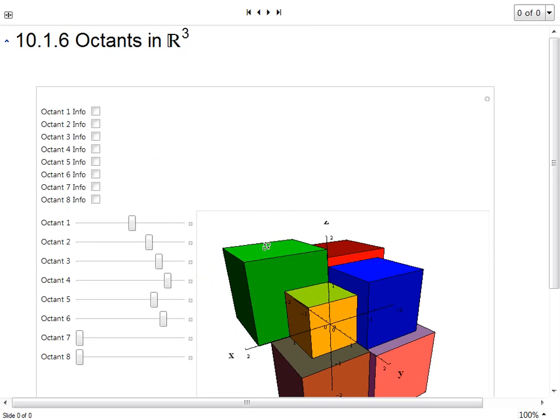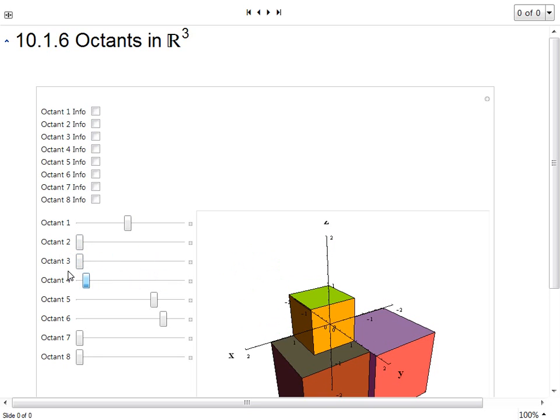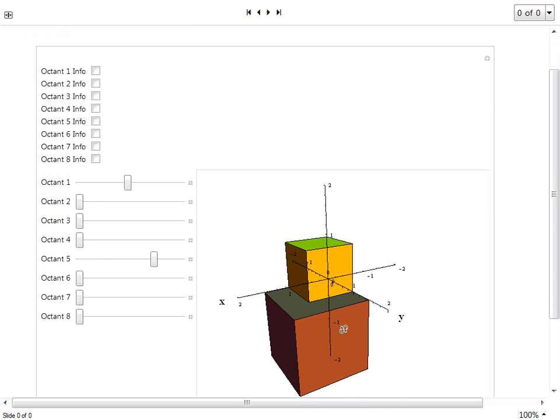Octant 5 is below octant 1. So look, the only difference is Z is negative. Let me take all the octants out except 1 and 5. So remember, the ground is the XY plane. Octant 1 is that ground and everything above it, and then octant 5 is everything below it. Can I move on, or are we all right? Okay.